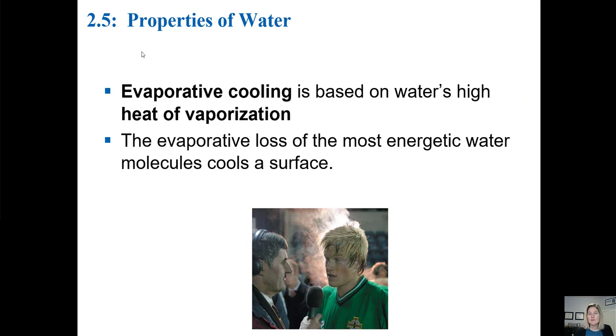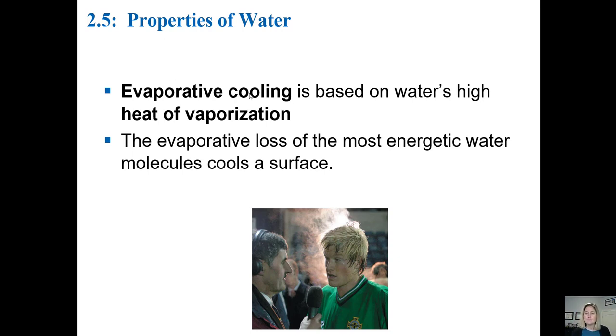And then this also leads to evaporative cooling. So that's based on the water's high heat of vaporization. So it takes quite a lot of energy for that water molecule to move from one state of matter to another state of matter. Meaning it takes a lot of energy for that water to go from liquid form to gas form. You might have experienced that if you've ever tried to boil water on your stove. It seems like it takes forever. So that water stays liquid for quite a long time and then suddenly you start to boil.